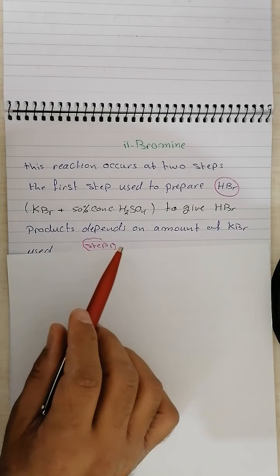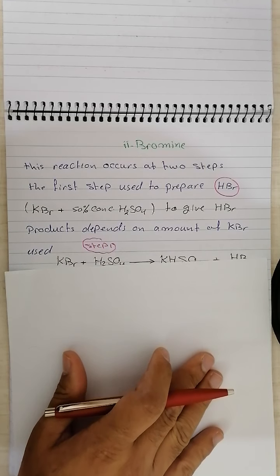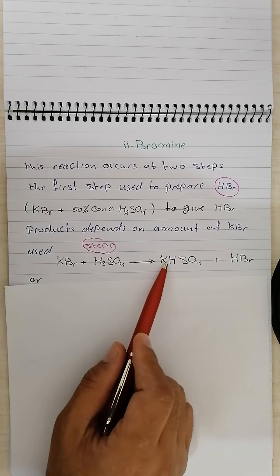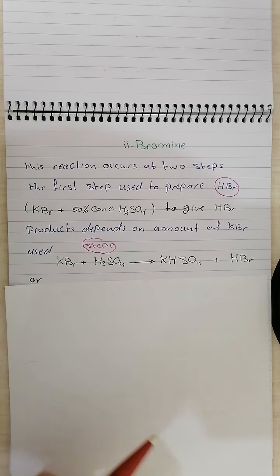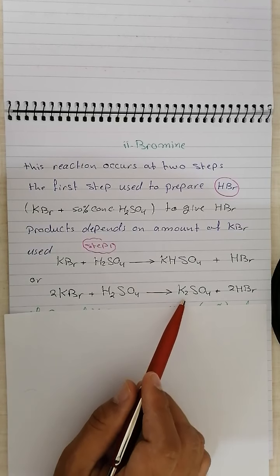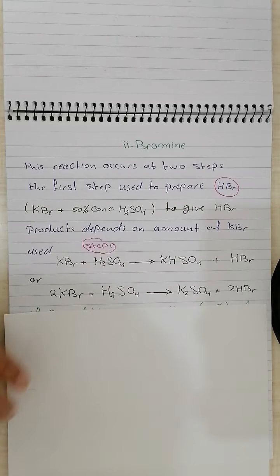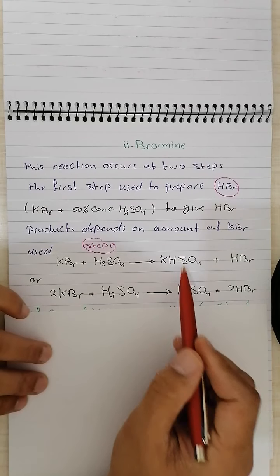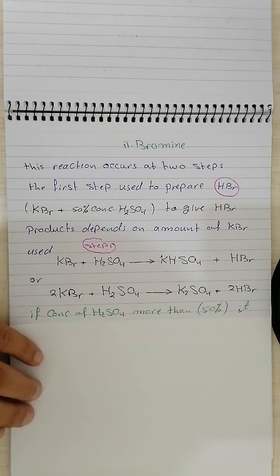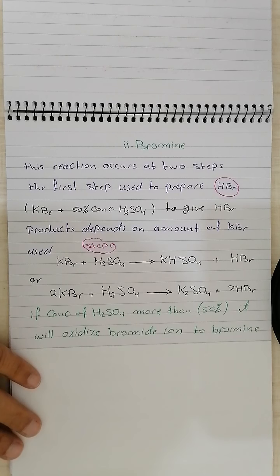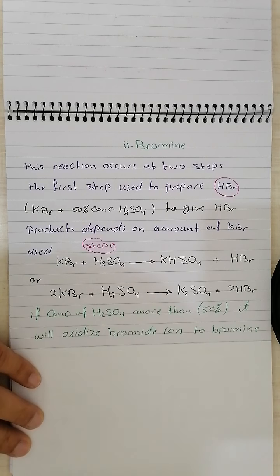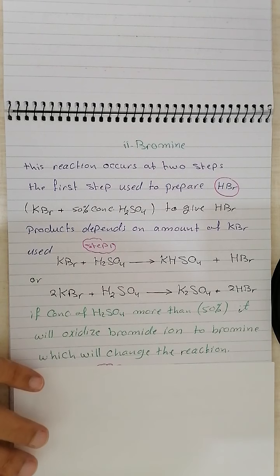The products depend on the amount of KBr used, another factor. KBr with sulfuric acid will give me potassium hydrogen sulfate and hydrogen bromide, or if I use more potassium bromide, I will get potassium sulfate and hydrogen bromide. So this product, potassium hydrogen sulfate or potassium sulfate, depends on the amount of potassium bromide used. The concentration of sulfuric acid, again, should be exactly 50%, cannot be more, because if it is more it will oxidize bromide to give bromine and the reaction will completely change.